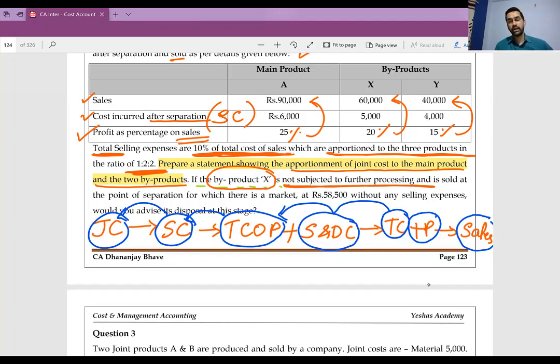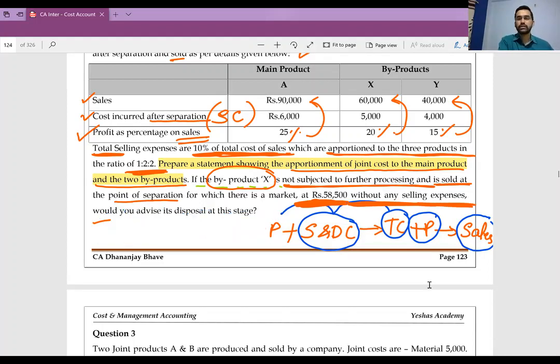Now they're coming back with an explanation. If we decide not to further process X and sell it at the point of separation, for which there is a market, and we can earn 58,500 rupees in sales, for that you don't even need selling expenditure, would you advise its disposal at that stage? Now you know what the question is.